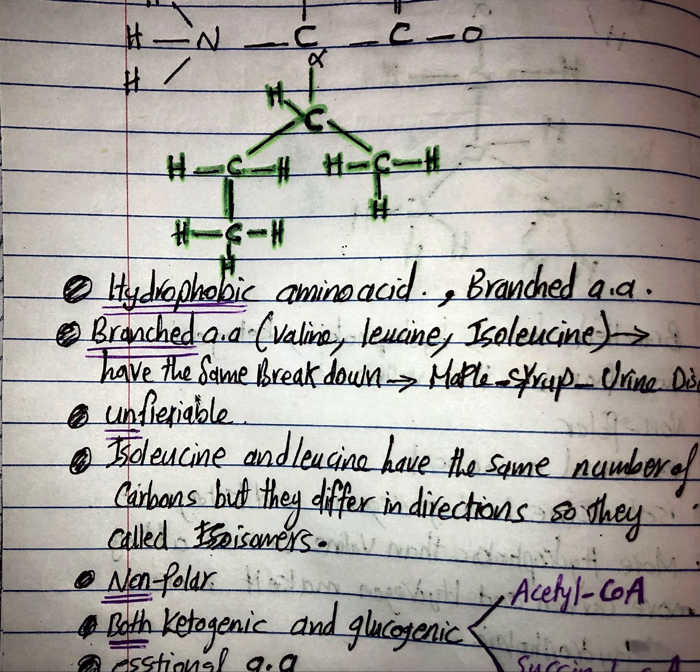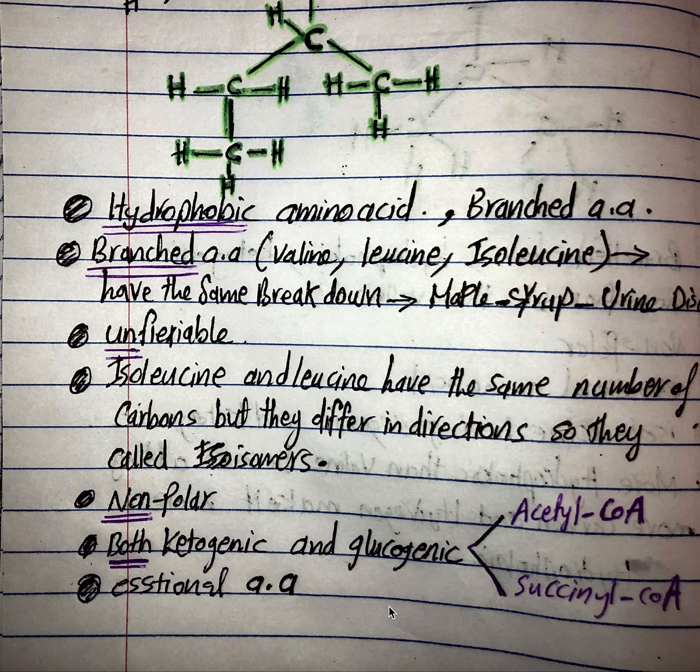What is so special about it is that it is both ketogenic and glucogenic. How can we know? It forms acetyl-coenzyme A, and the acetyl-coenzyme A leads to the formation of ketone bodies, which are known as acetoacetate, acetone and beta-hydroxybutyrate. So it's ketogenic. And it's also glucogenic, because it leads to the formation of succinyl-coenzyme A, which leads to the formation of glucose, and it leads to energy.